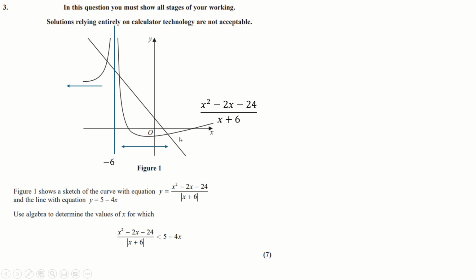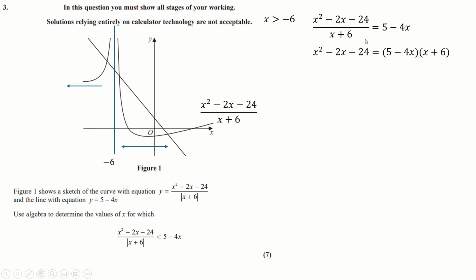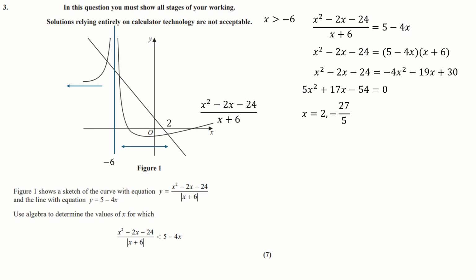So we can actually just set that equal to the line, and solve this equation to find our two intersections. So yeah, we'll just times by x plus 6, I guess. We'll expand, we'll rearrange, we'll use a calculator to answer that question for us. And we'll end up with this point being 2 and this point being -27/5.